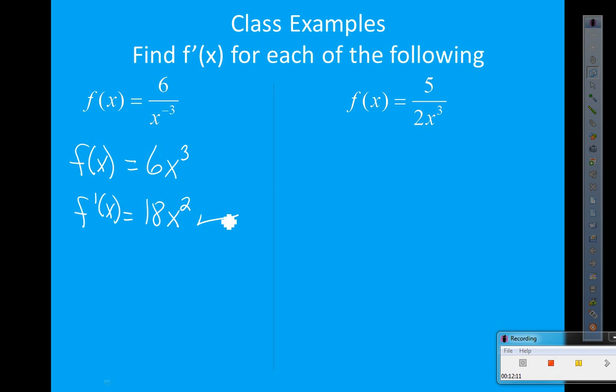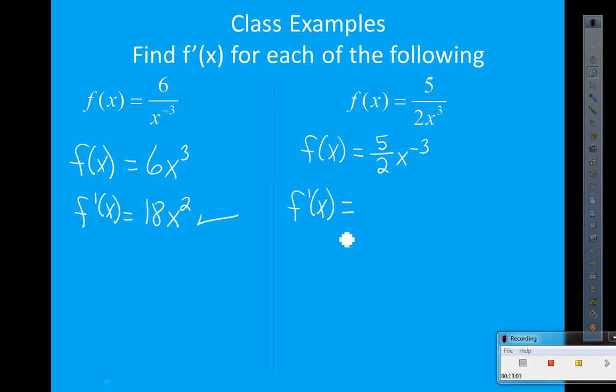Here comes 5 over 2x cubed. I'm going to point out an error that happens all the time. Please note, the exponent with the x is a 3. The exponent with the 2 is a 1. When I rewrite this, I don't want to bring that 2 up. If I do, I'm going to have a 2 to the negative 1. So I'm going to rewrite it as 5 halves x to the negative third. Leave your 2 in the denominator. That's no big deal. Now I'm ready to find the derivative.